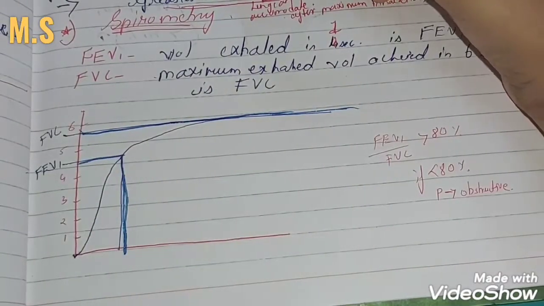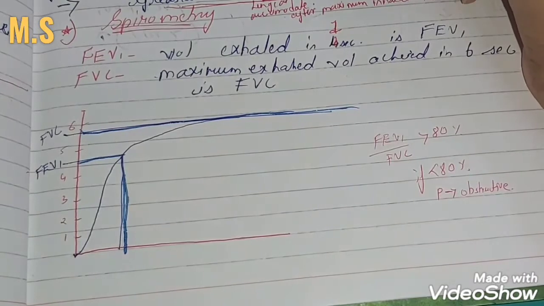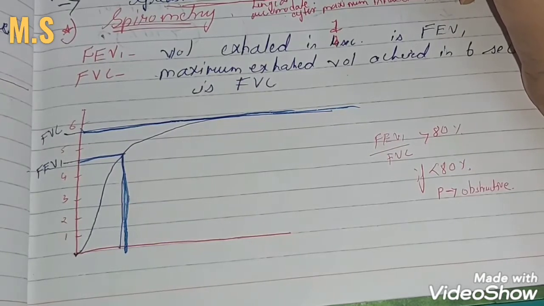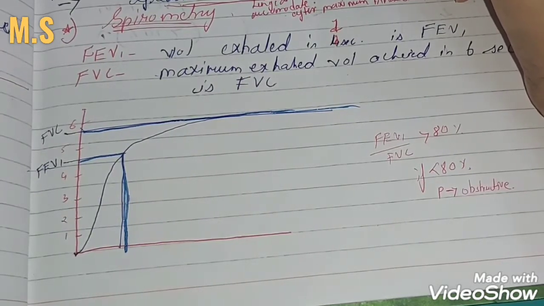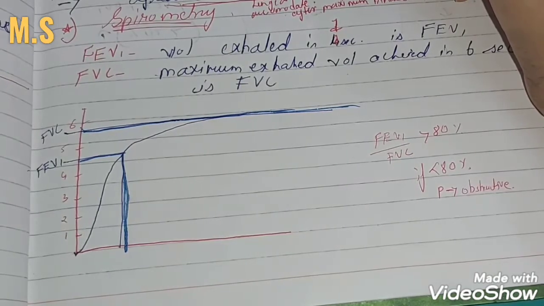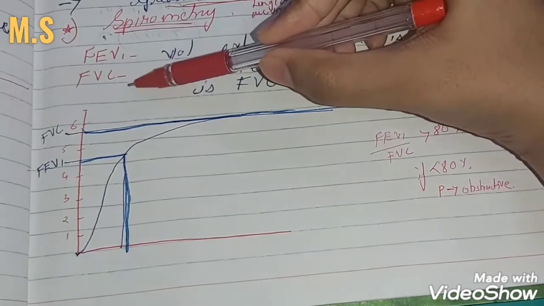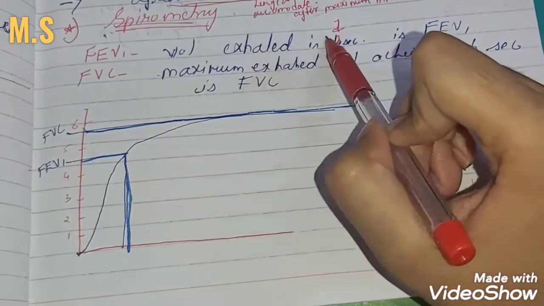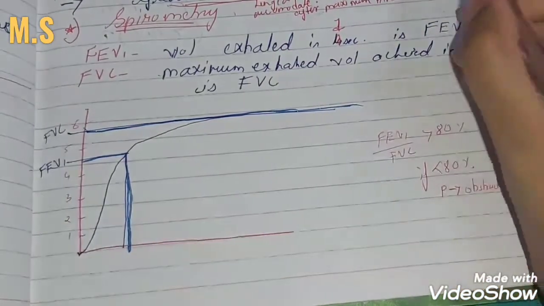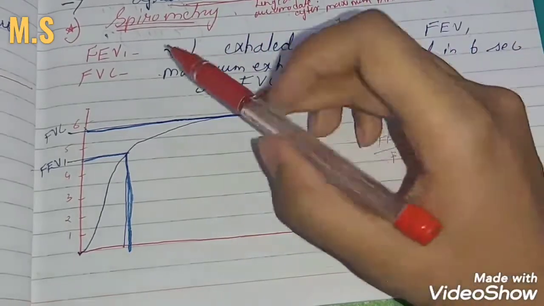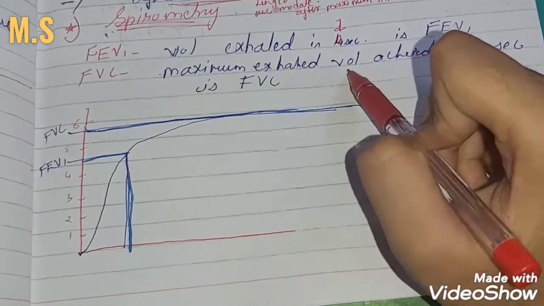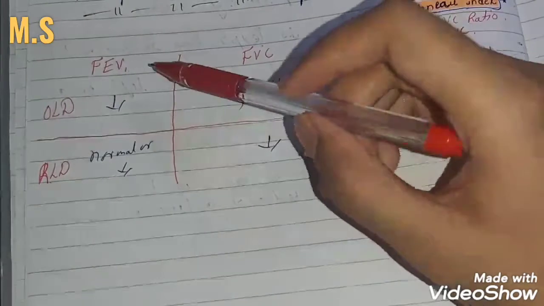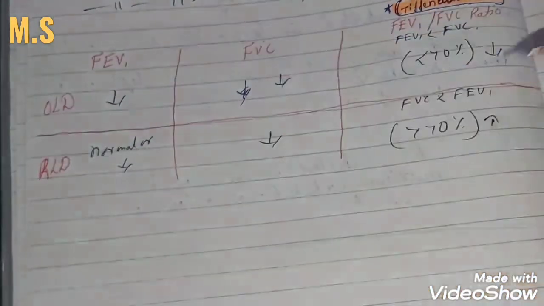Now there is a test called spirometry. We use this to differentiate between restrictive and obstructive diseases, such as asthma and COPD. With spirometry we get a ratio of FEV1 by FVC. FEV1 is the volume of air exhaled in 1 second. The air which you can exhale in 1 second is FEV1, and FVC is the maximum exhaled volume achieved in 6 seconds. This is how you can differentiate between obstructive lung disease and restrictive lung disease.